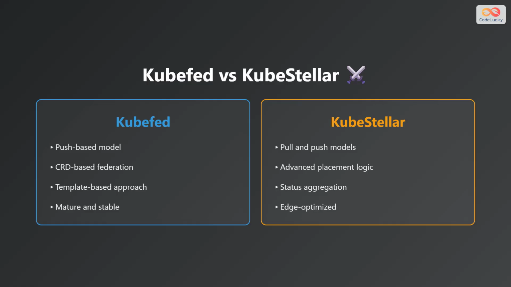On the other hand, KubeStellar supports both pull and push models, offering more flexibility. It features advanced placement logic for sophisticated deployment strategies and includes status aggregation to collect feedback from clusters. KubeStellar is specifically optimized for edge computing environments. Your choice between them depends on your specific requirements. Kubefed for simplicity and stability, or KubeStellar for advanced features and edge scenarios.